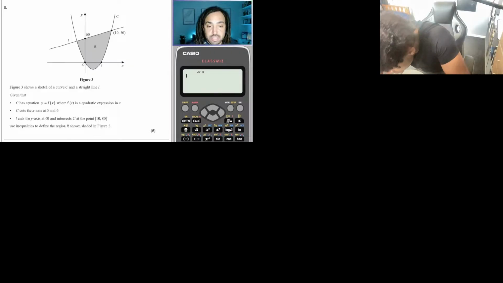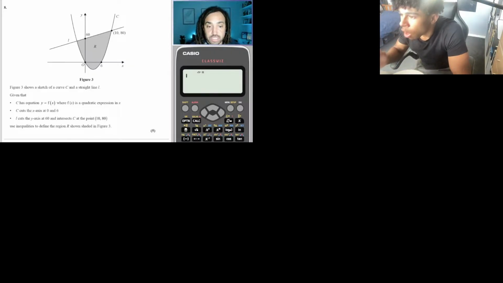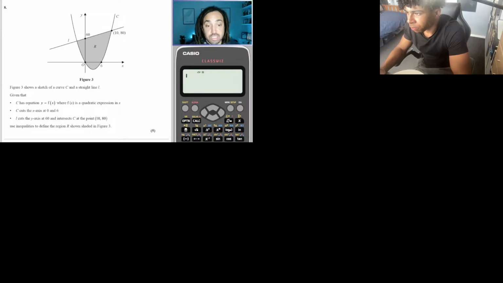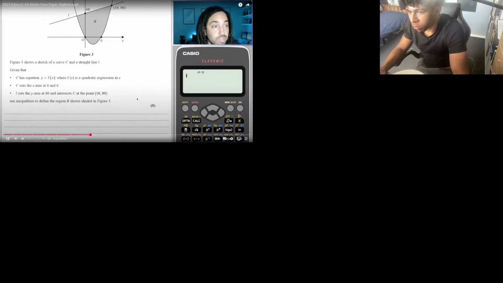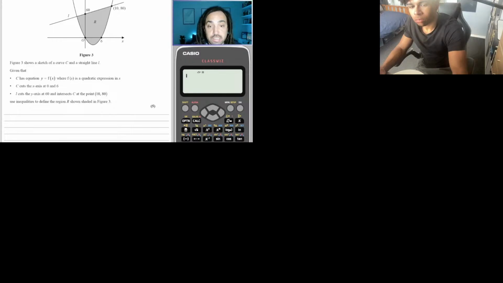Okay, so this question, it says that figure 3 shows a sketch of a curve and a straight line. Given that C has the equation y equals f(x), where f(x) is a quadratic expression, and C cuts the x-axis at 0 and 6, and it also cuts the y-axis at 60 and at the point 10, 80. Okay, so first off, what we're going to need is to find the equation of the quadratic.